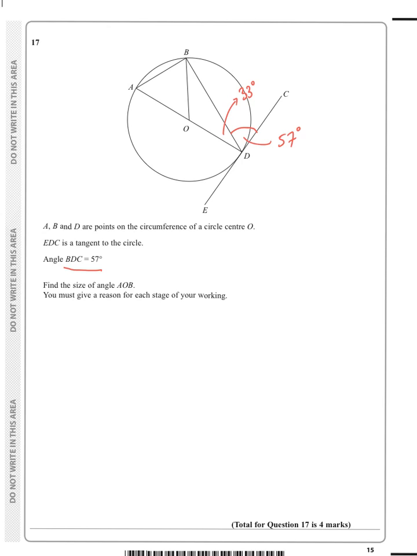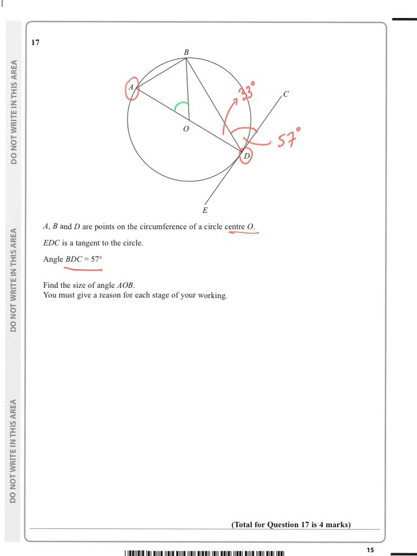Well, hopefully you've seen that A, B and D are points on the circumference of a circle centre O. So as A and D go through the centre, then AD must be a diameter. And you should know that the angle between a radius and a tangent is 90 degrees. So that would be your explanation to say why that angle is 33 degrees. So you must write that information down. I might write it at the very end when I've worked out what I need to do. So it says find the size of angle AOB.